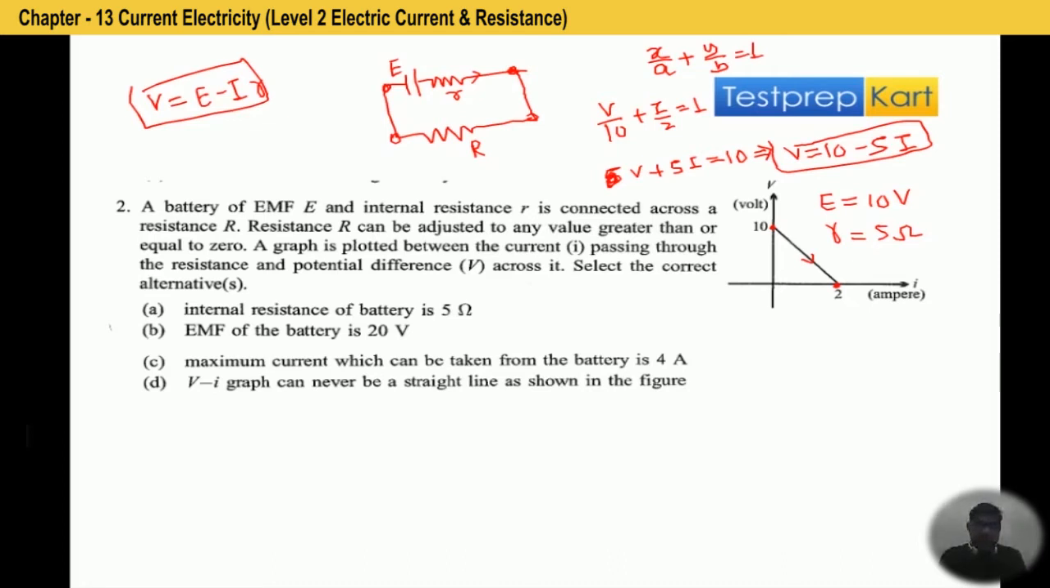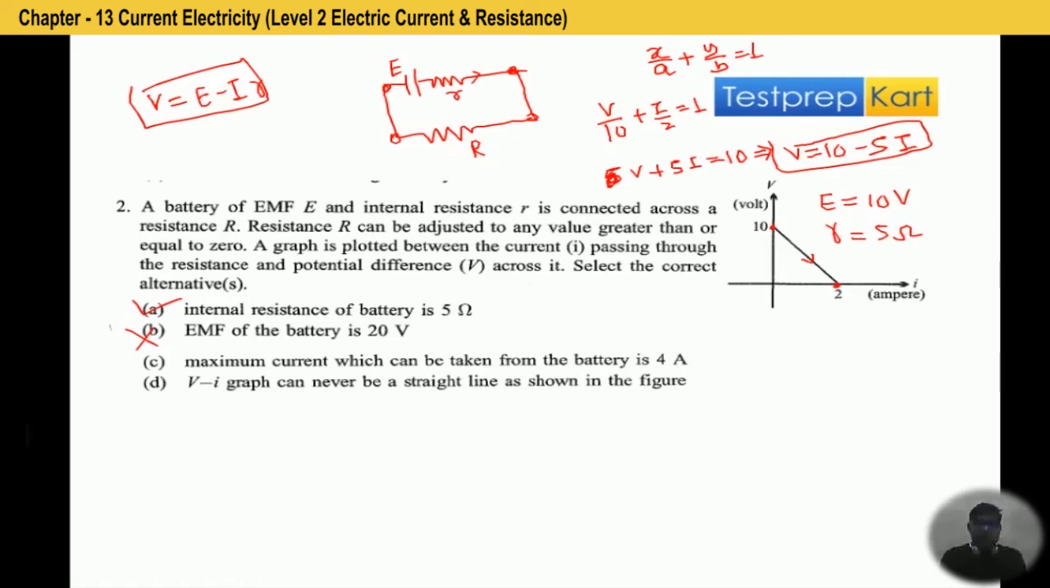First, the internal resistance of the battery is 5 ohm. We already calculated this. It is right. Next, the EMF of the battery is 20 volt. This is not the same, so it is not correct. Option C, the maximum current which can be taken from the battery is 4 ampere. It is also not correct, right?